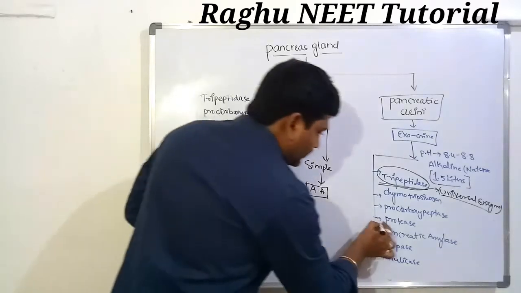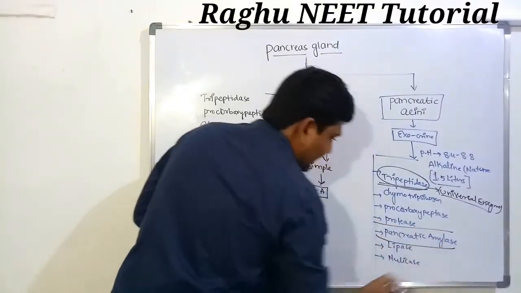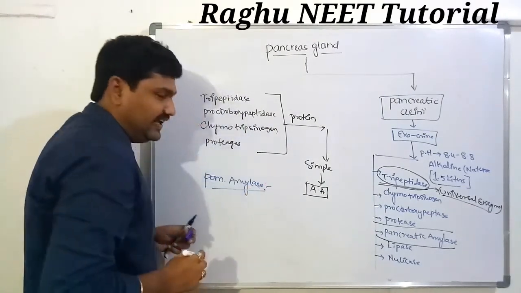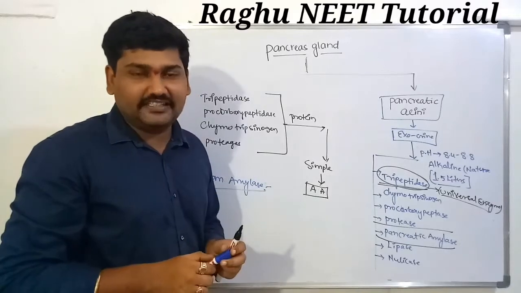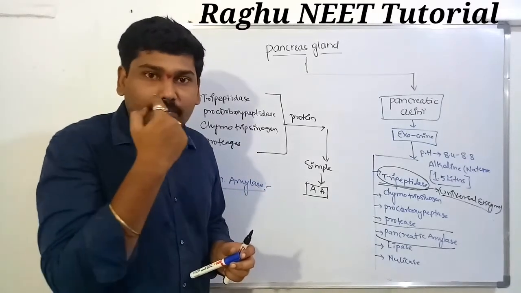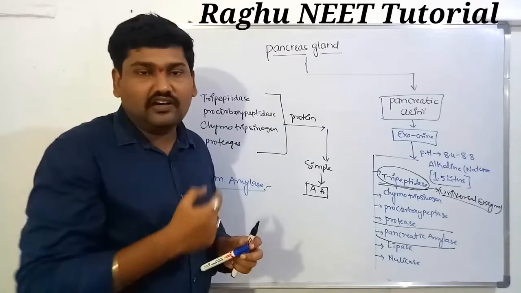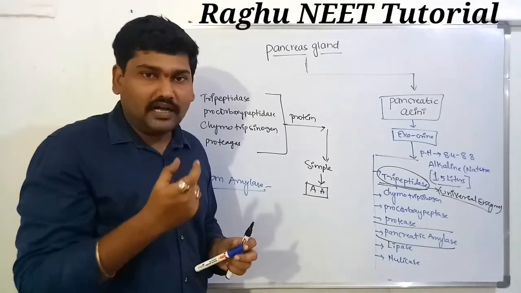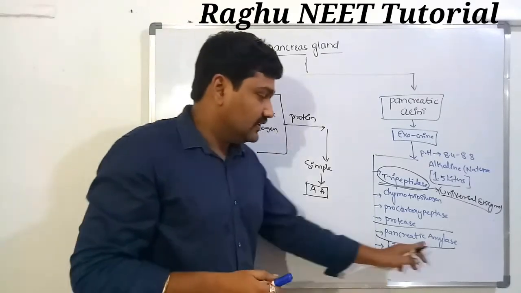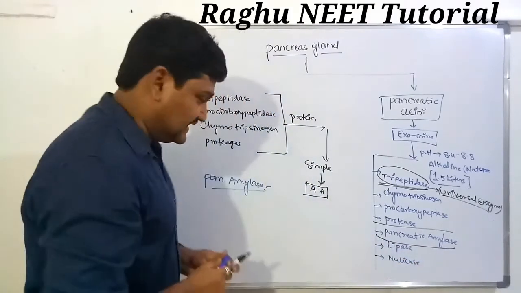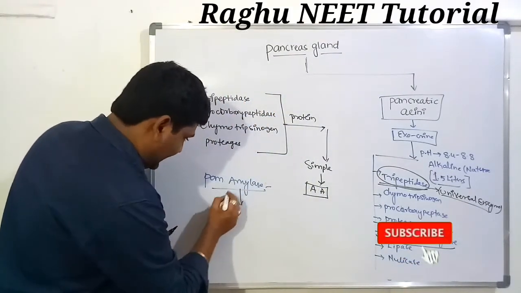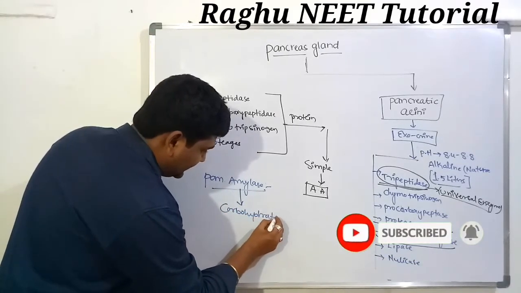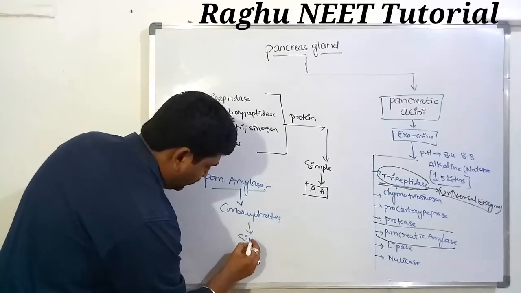Next one, pancreatic amylase. Very, very important information about the pancreatic amylase. The amylase acts on carbohydrates. 90% of carbohydrates are digested in our buccal cavity. The remaining 10% of carbohydrates are digested in the small intestine in the presence of the amylase. The pancreatic amylase acts on carbohydrates and converts them into simple glucose forms.